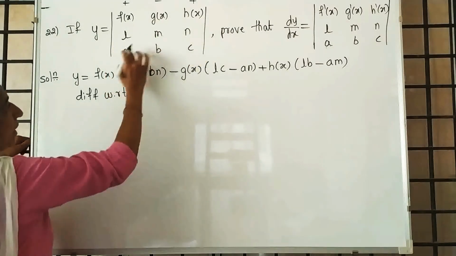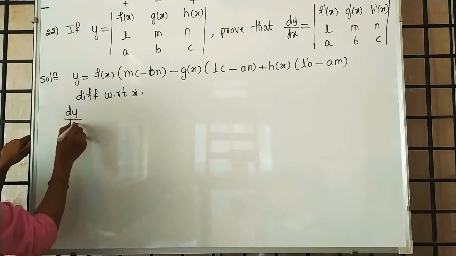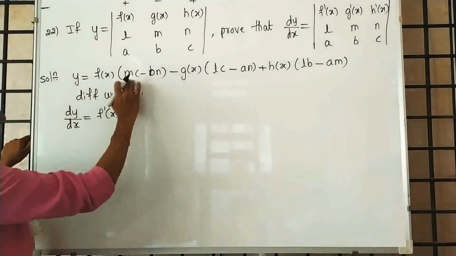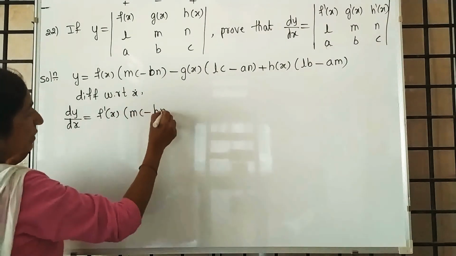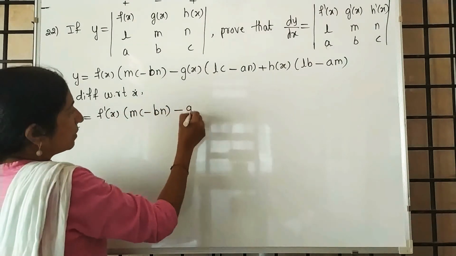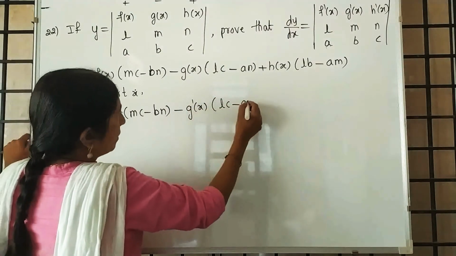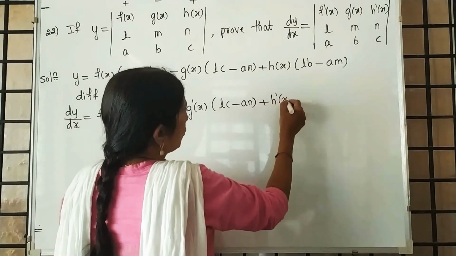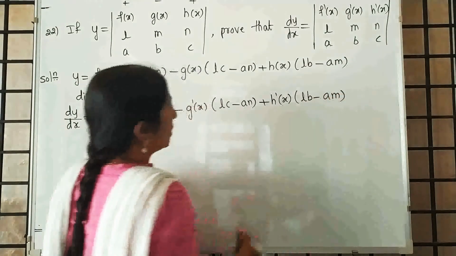See, l, m, n, a, b, c are constants. This is dy upon dx is equal to f dash of x, anyhow this is a constant, it is m into c minus b into n, minus g dash of x, l into c minus a into n, plus h dash of x, l into b minus a into m.